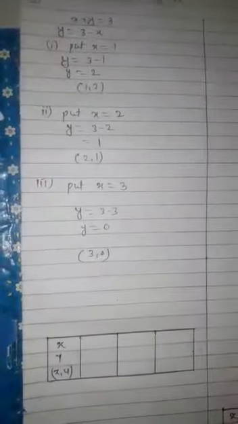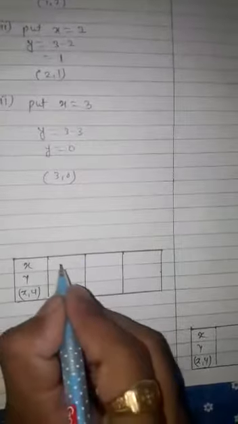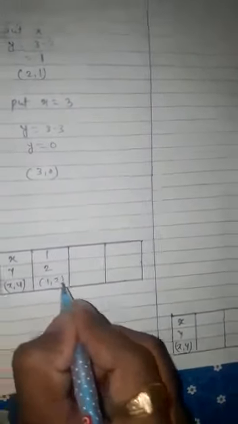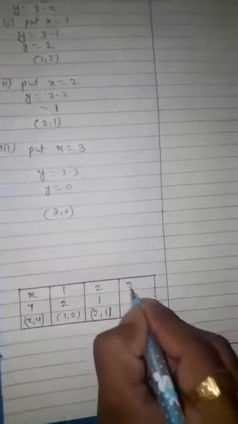So make the table of this equation. Here the table. First point is 1 comma 2. Write down 1 comma 2. Second point 2 comma 1. So here 2 comma 1. And third point 3 comma 0. Here 3 comma 0.